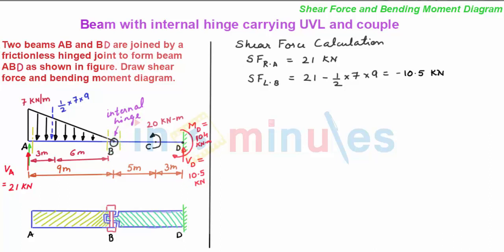Now we move section towards right of B. By taking a section towards the right of B and very near to it, shear force towards the right of B is equal to, as we see there is no addition of force, so value comes out to be same as minus 10.5 kilonewton. Now we take section towards C. By taking a section towards the left of C and very near to it, shear force towards the left of C is equal to, again there is no addition of force, so we have minus 10.5 kilonewton. Now again by taking a section towards the right of C and very near to it, shear force towards the right of C is equal to, again minus 10.5 kilonewton, as there is no addition of force between these two sections, only there is addition of a couple.